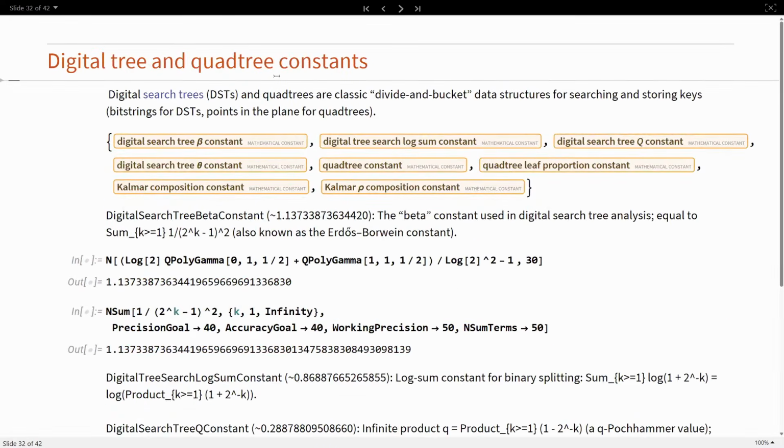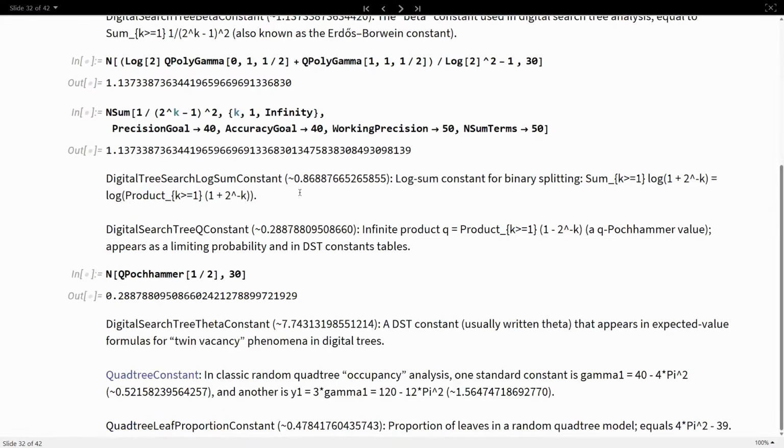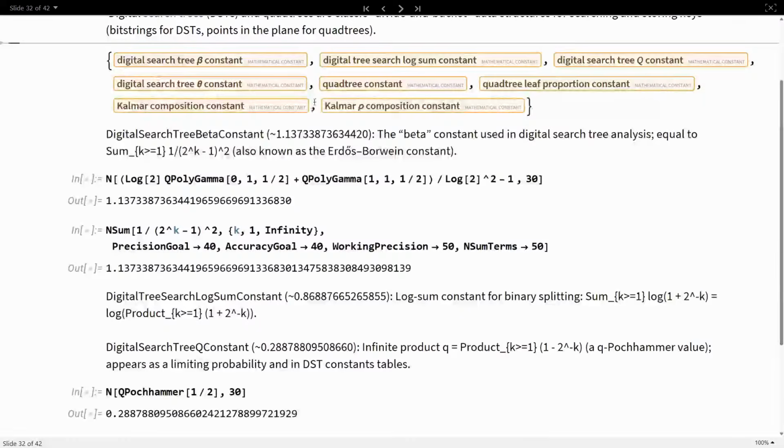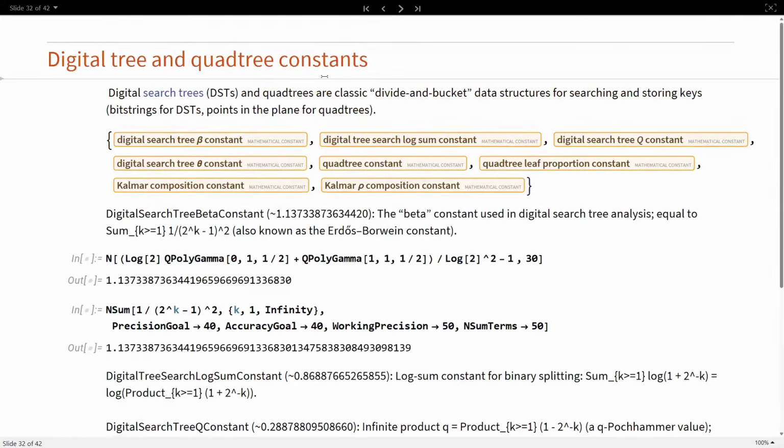Search trees. I wasn't able to come up with a good way of showing how these search trees work. But these are some of the constants dealing with searches. For example, the beta constant is equal to this particular value known as the Erdős–Borwein constant.